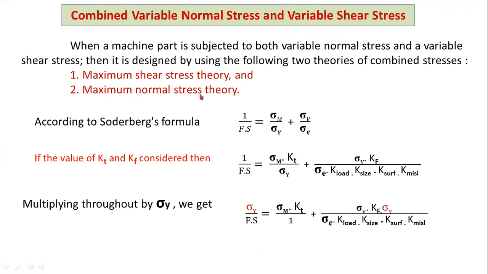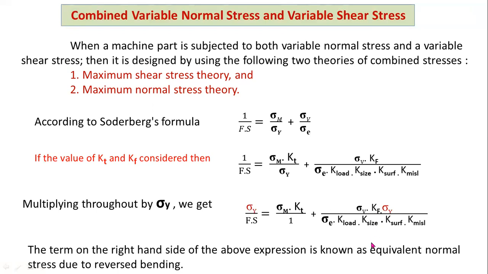According to the maximum normal stress theory, the machine component may fail at maximum principal stress equal to σy/FS. So σy/FS is the maximum normal stress. This right side equation is called the equivalent normal stress.